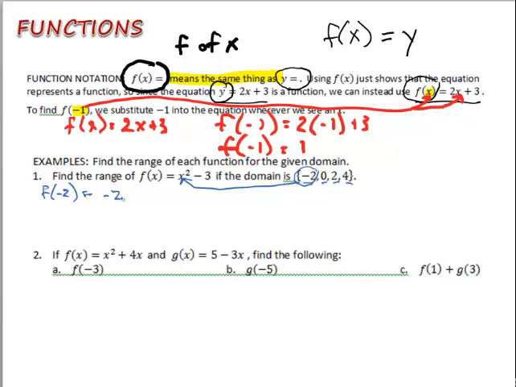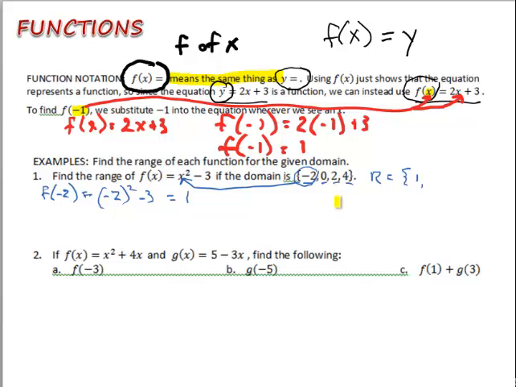Make sure when we write this we put them in parentheses. Negative 2 squared minus 3. Now negative 2 squared just means negative 2 times negative 2, which is 4. 4 minus 3 is 1. So that's going to be my range value. So my range, my first one, is going to be 1.